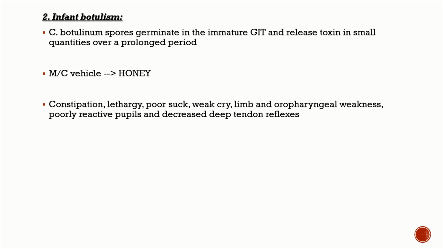Now coming to infant botulism. This is a very important question. Infant botulism is not because of a preformed toxin, rather it is because of the organism itself. Clostridium botulinum spores germinate in the immature gastrointestinal tract of the infant, and from there they slowly release the toxin in small quantities over a prolonged period of time. The most common food vehicle in infant botulism is honey.